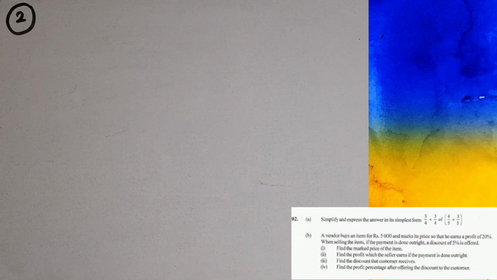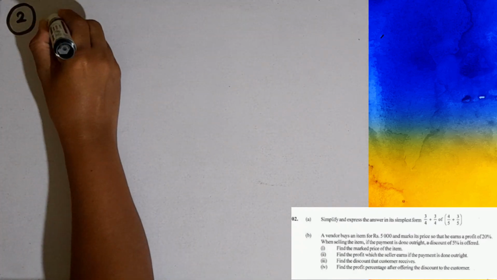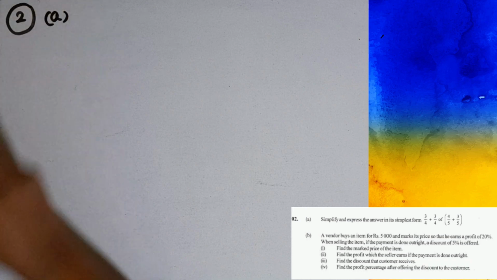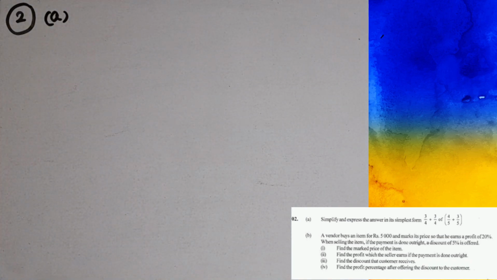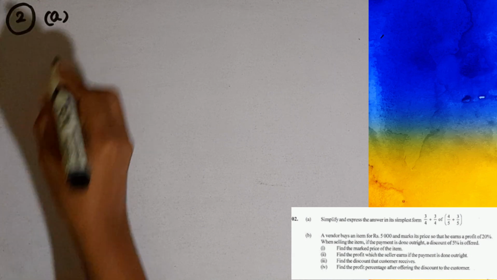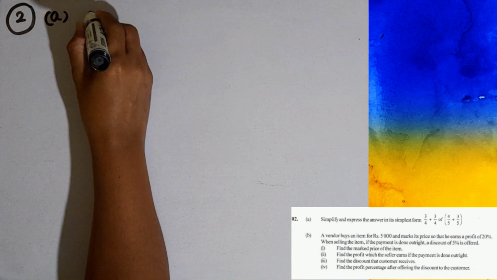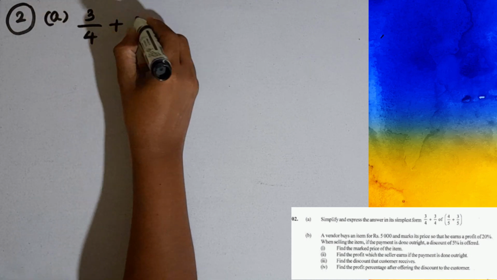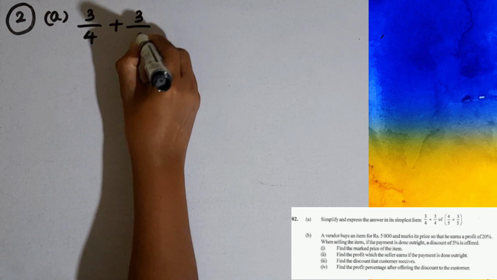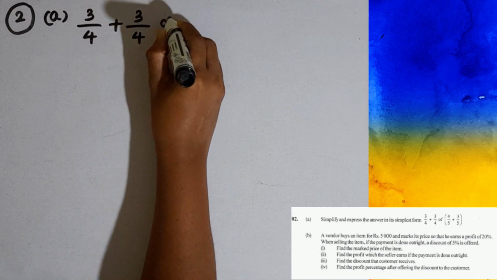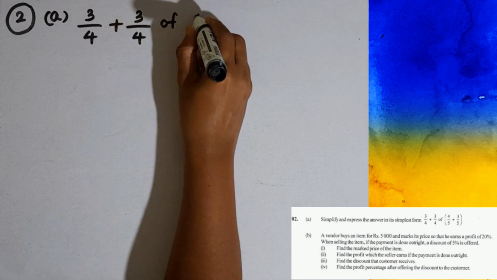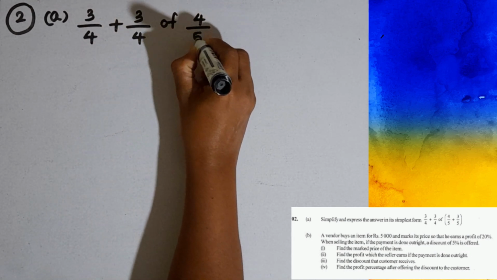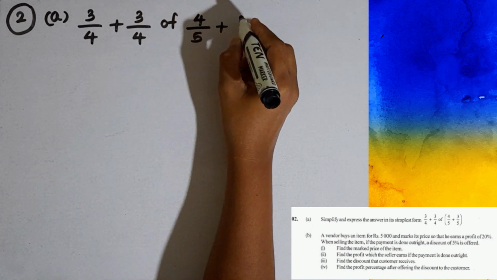Question number 2, A part. Simplify and express the answer in its simplest form. We are given this: 3 over 4 plus 3 over 4 of 4 over 5 plus 3 over 5.